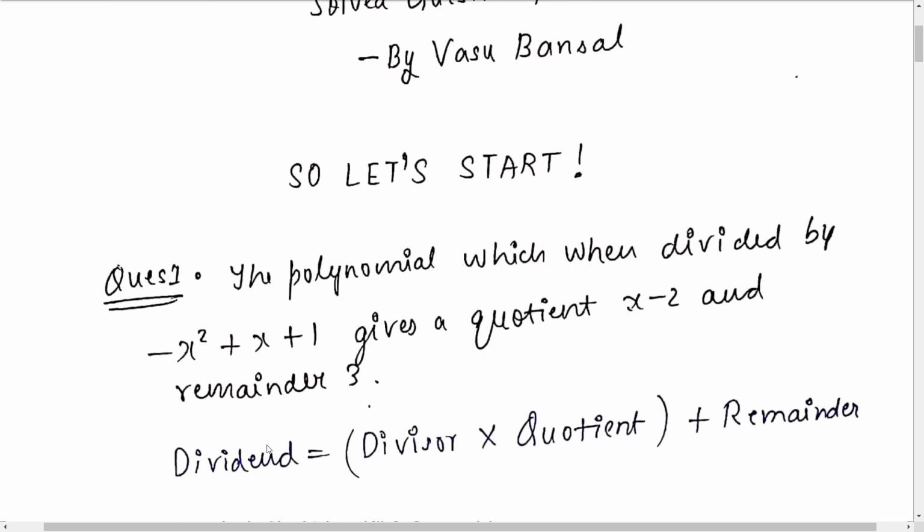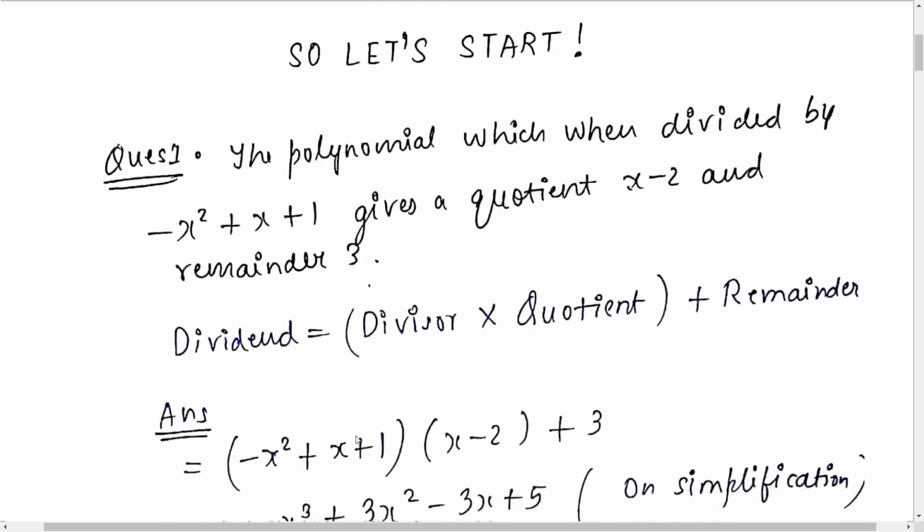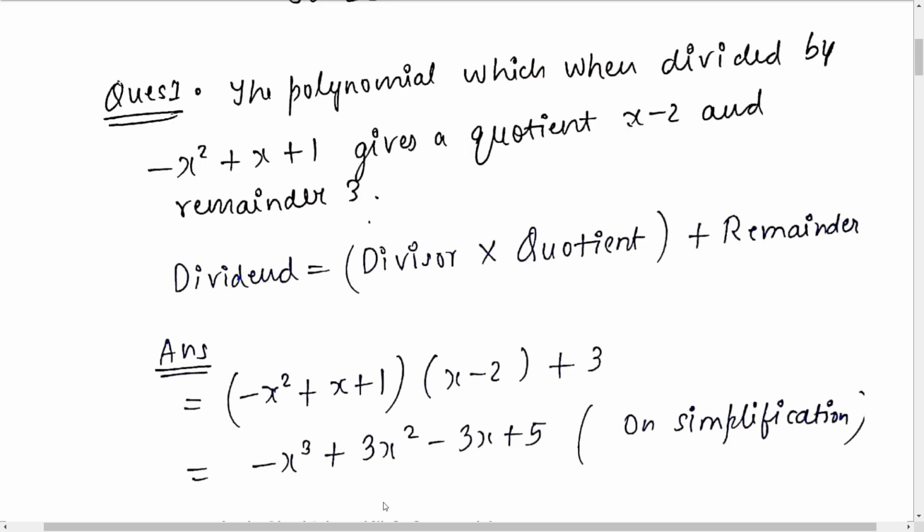We'll use the division algorithm. You must be knowing: dividend is equal to divisor into quotient plus remainder. Divisor is this, quotient is x minus 2, and remainder is 3. Just put these values in this formula and you'll get the dividend, which is the required polynomial, right? So substitute like this, and on simplifying you will get this as the answer.